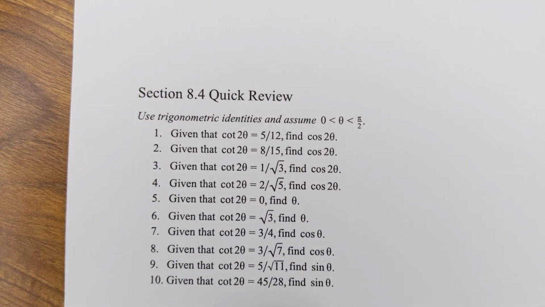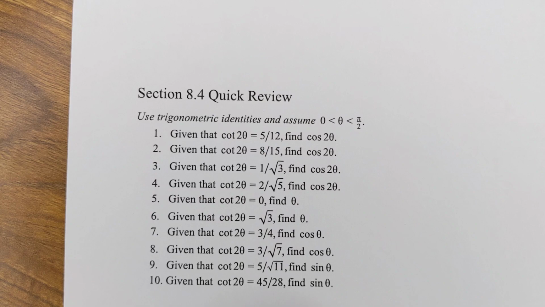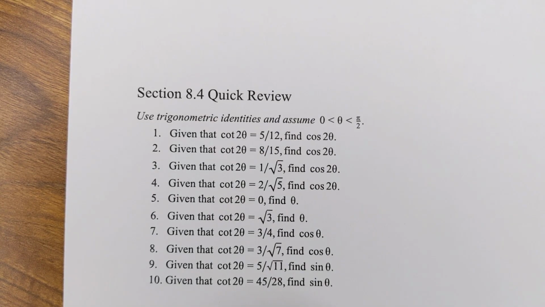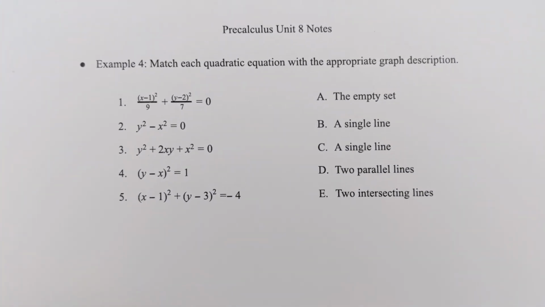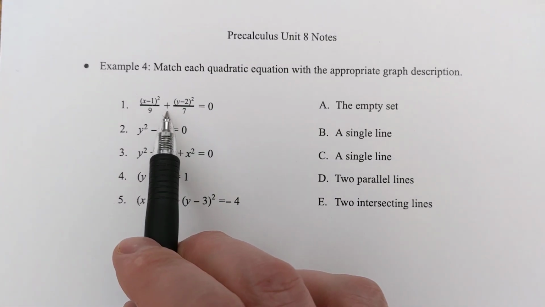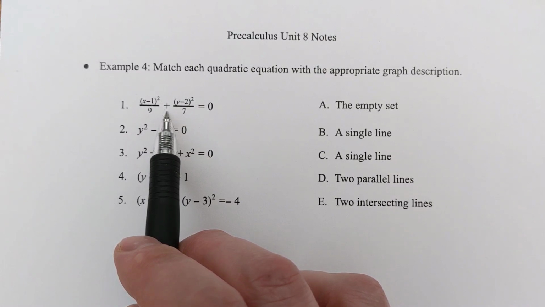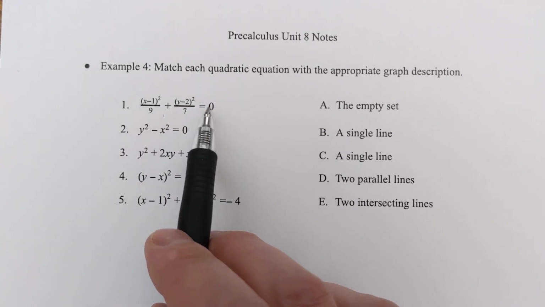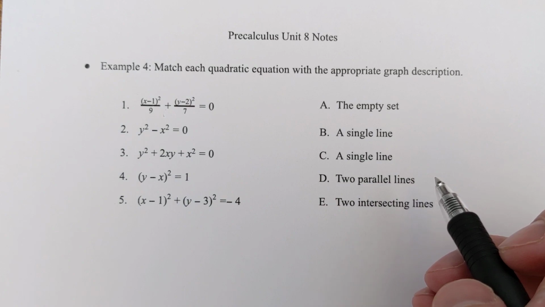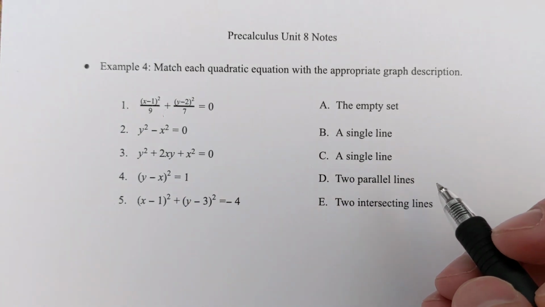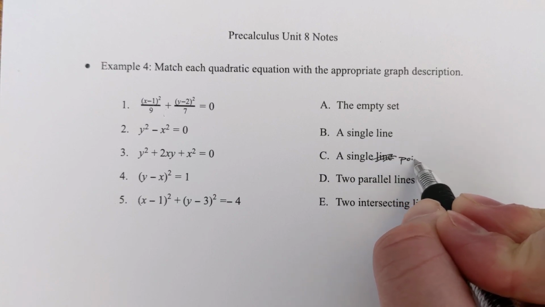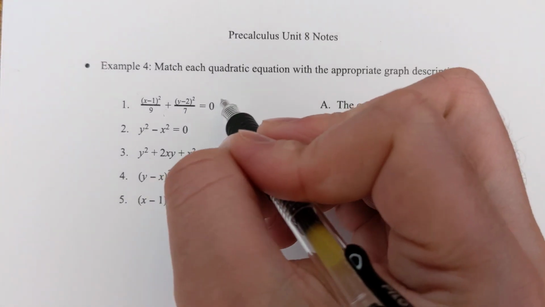All right, example 4: match each quadratic equation with the appropriate graph described below. Hopefully this isn't too terrible. We each use everything once. So this looks like it should be an ellipse, but since it's equal to 0, that means there's only one point that works. Actually, I think there's a typo. That should be a single point. So number 1 is C.